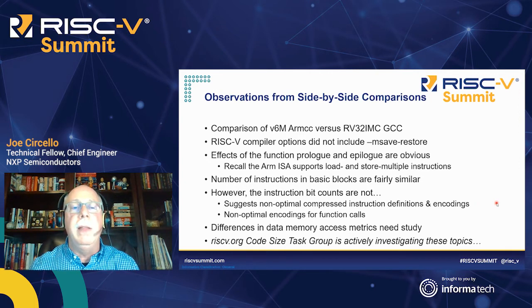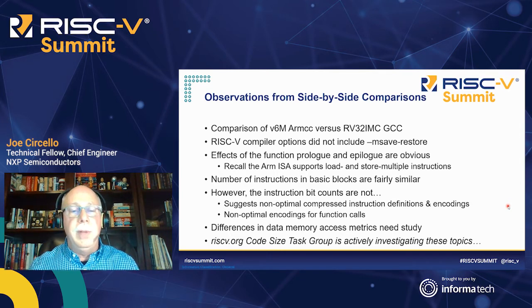The number of instructions within the basic blocks, though, are fairly similar. So there was some tracking there, but the number of instruction bits per basic block were not. So that seems to suggest that there's non-optimal compressed instruction definitions and encodings, as well as non-optimal encodings for function calls. The differences in the data memory accesses need additional study, but we believe that those need to be studied in the scope of much larger functions and not micro focusing on these really tiny functions, but that's an area that needs more study.